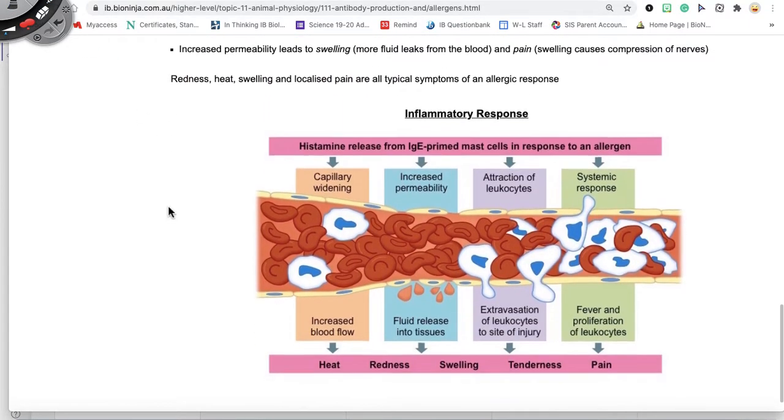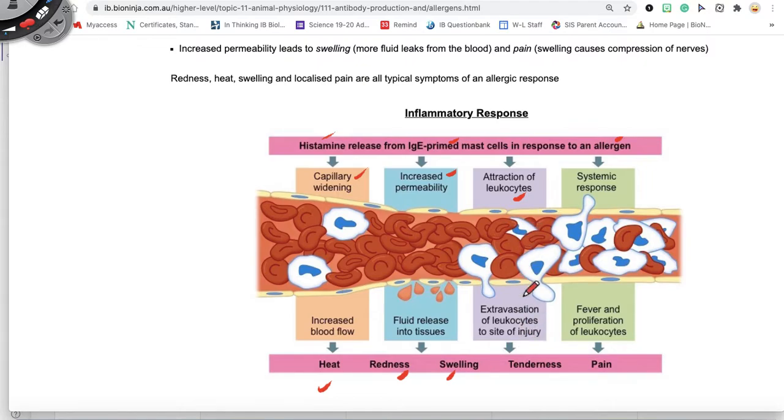So, here you see the inflammatory response. Here you see what happens when the histamine, that molecule, is released from the IgE primed mast cells as a response to an allergen, which is the antigen. Here you see capillary widening, and this is to increase blood flow, and it results in heat. You see increased permeability, and this releases fluid into the tissues, and it might cause redness and swelling. You might find attraction of leukocytes, so the white blood cells that are there to fight off that antigen are attracted to this region.